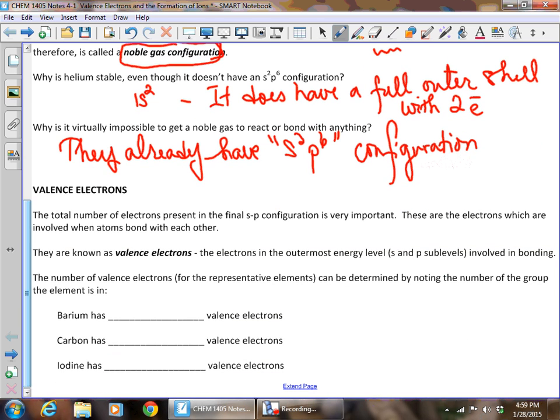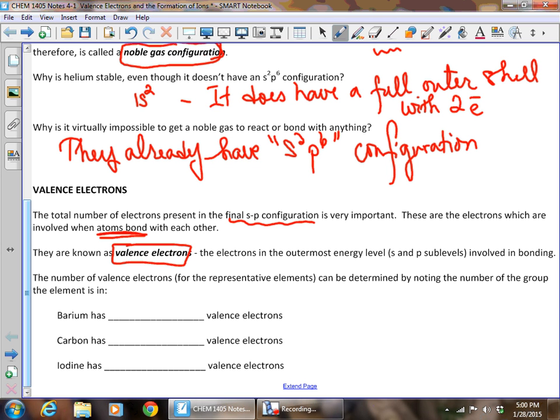Now, the valence electrons are the electrons that are present in that final sp configuration. They're very important because these are the ones that are involved when atoms bond together. So we give them a special name. We call them the valence electrons. Outermost energy level, s and p sublevels involved in bonding.